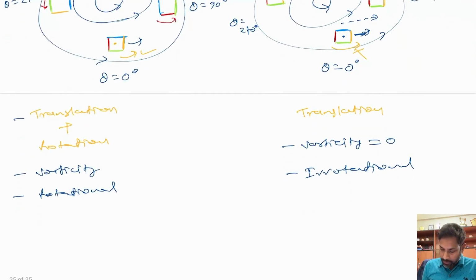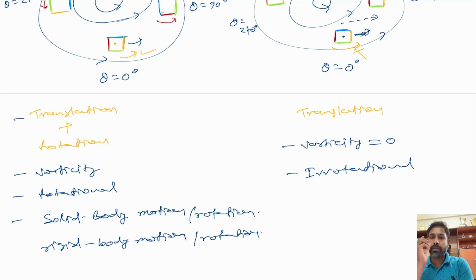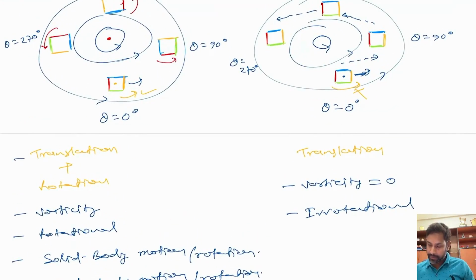And this one, in case of forced vortex, it follows more like a thing called solid body motion or rigid body motion or rotation. So it moves just like a solid body, so it will rotate as they are all connected with each other, whereas in case of free vortex, that doesn't happen. Okay, so this is the difference between these two.